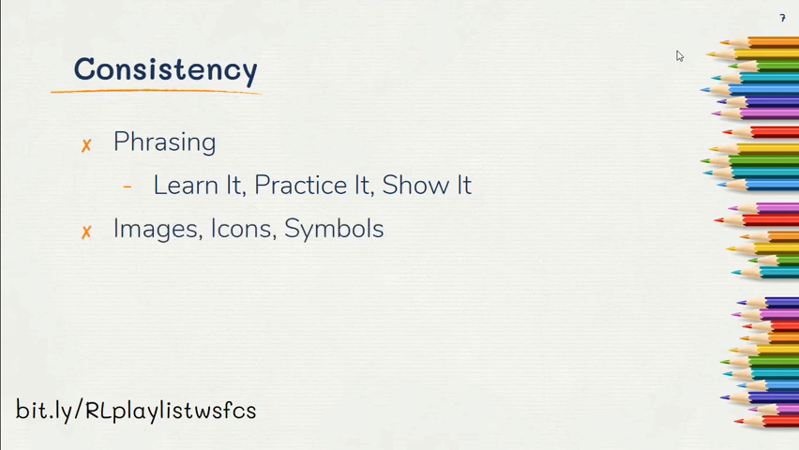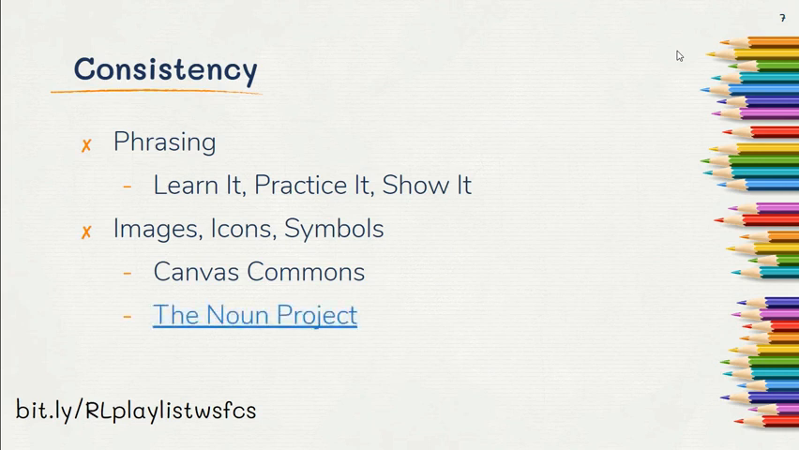Images, icons, and symbols that may be embedded throughout the playlist also need to remain consistent, and there are a few great places to pull those from. Canvas Commons has pre-made buttons that teachers can pull into their courses. The Noun Project also provides teachers with tons of icons for free that they could utilize within those playlists to indicate to students what they should be doing.